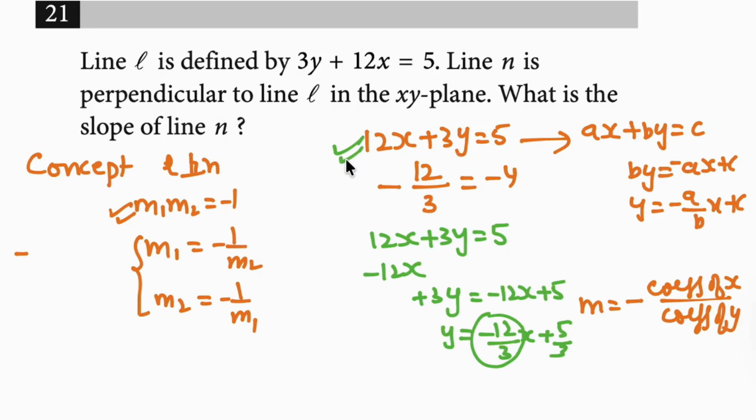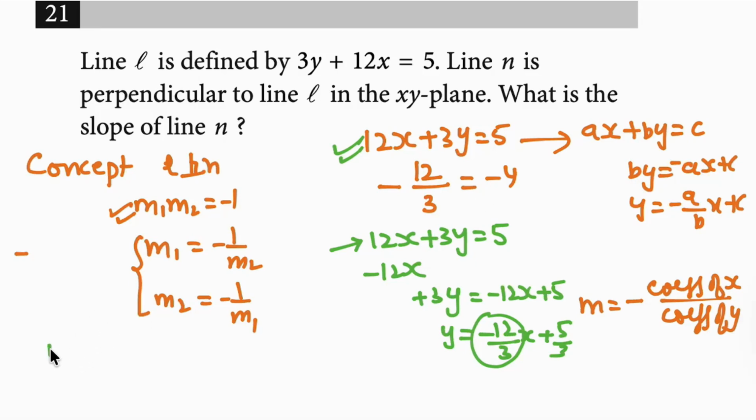So try to learn this shortcut. This will help you save your time here. If the equation is given in standard form, instead of converting it into slope intercept form, you will directly do negative of the coefficient of x over the coefficient of y. Okay, so the slope of the given line is -4.